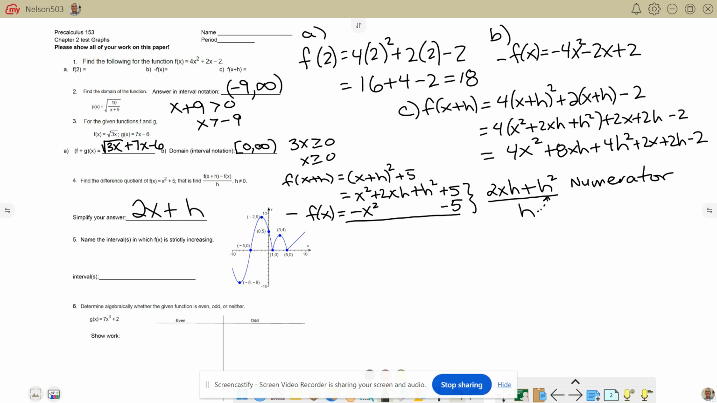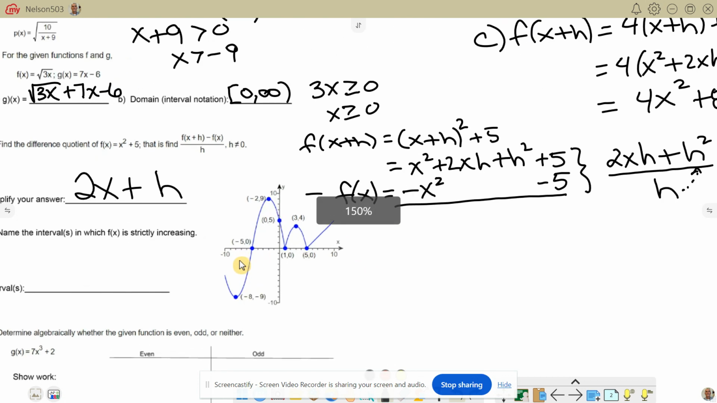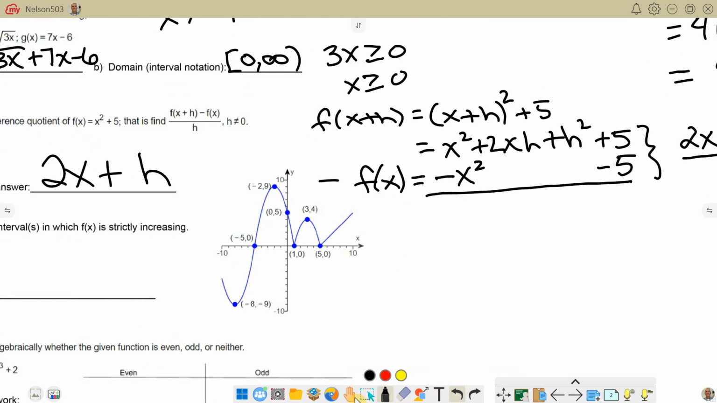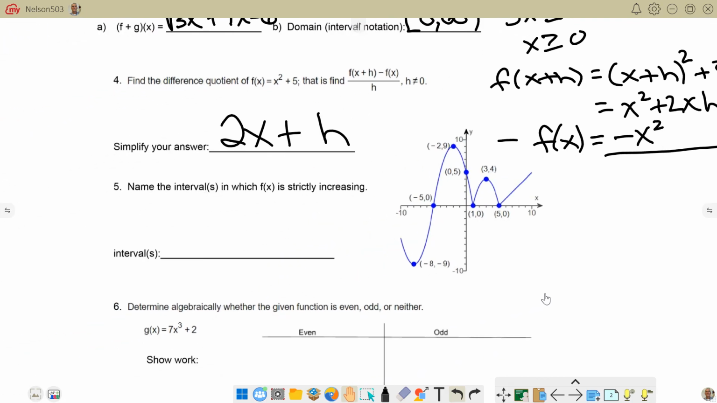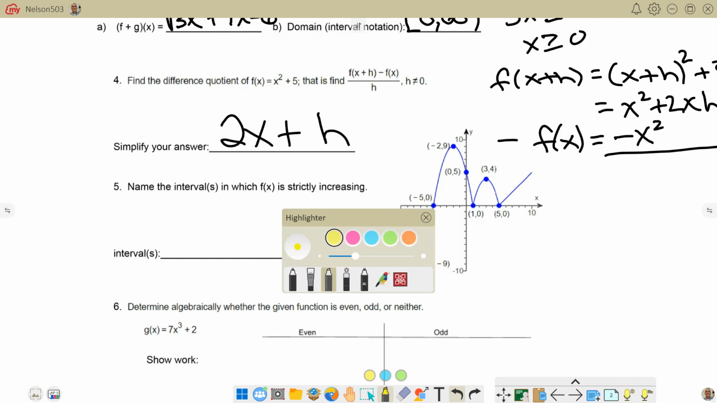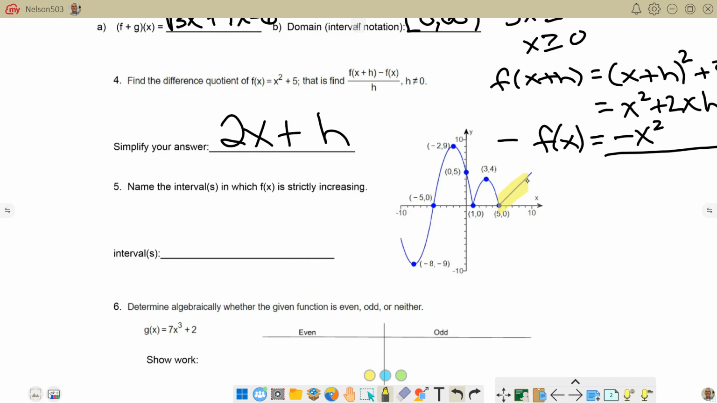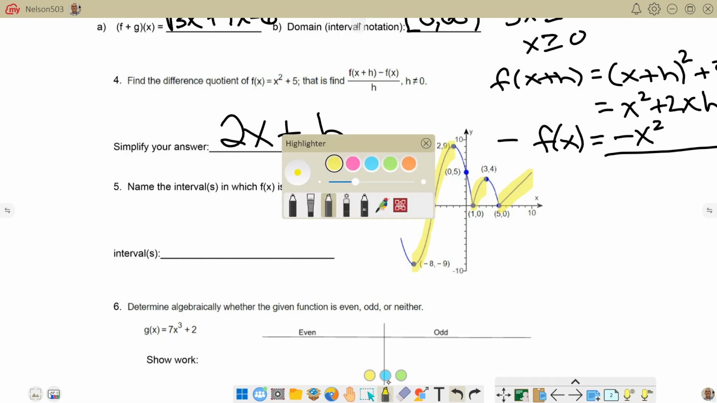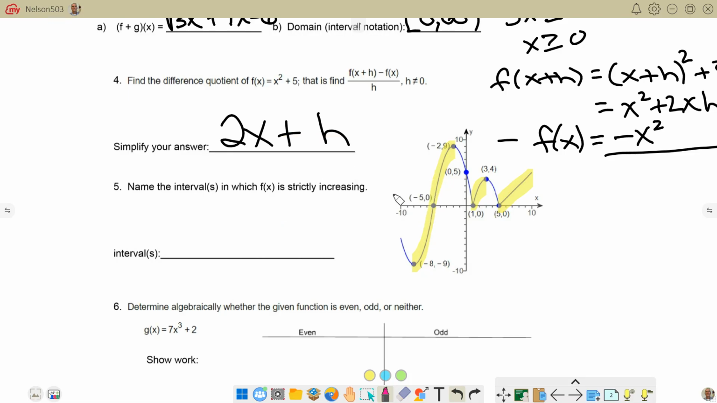All right, on this strictly increasing, we had more people miss this one than maybe any other question. Let's see if this makes sense. Okay, so I'm going to highlight stuff that's increasing. All of that stuff's increasing. This stuff right here is increasing. And this stuff right here is increasing. And what I want to show people is the x values over which that's happening. So where does that yellow highlighter start? It starts at -8 and it goes all the way over to -2.